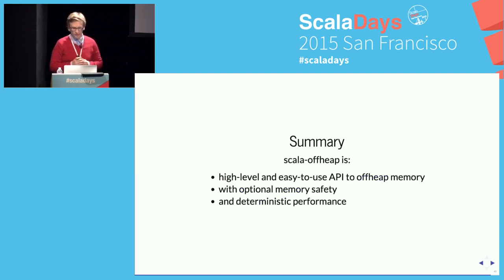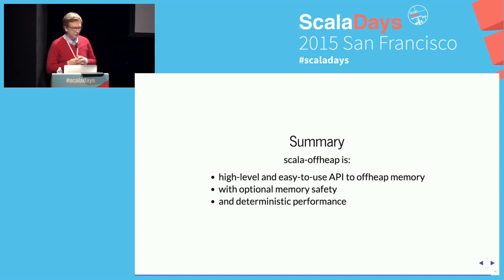So to sum up, I've just presented a quite high-level API to manage and use off-heap memory as if it was main memory. Unlike most other frameworks, which treat off-heap memory as a place where you serialize stuff and deserialize it back. So in a sense, this off-heap memory project is online memory rather than offline memory, which is often used in other frameworks.